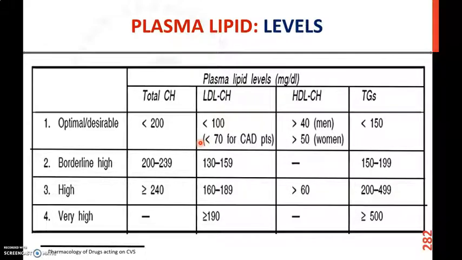Now we need to treat the high level of plasma lipid if total cholesterol is greater than 240 and LDL level is between 160 to 189, and if the HDL level is greater than 60, and triglyceride level is 200 to 499. So above this high level we need to treat with some hypolipidemic drugs.